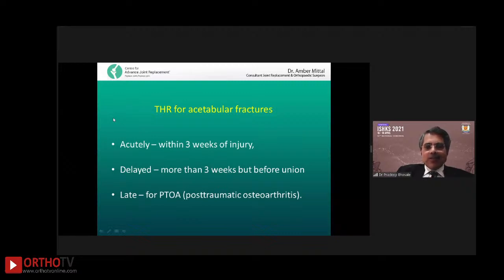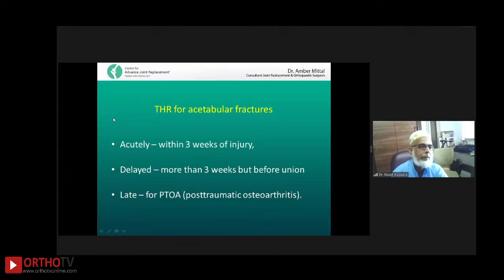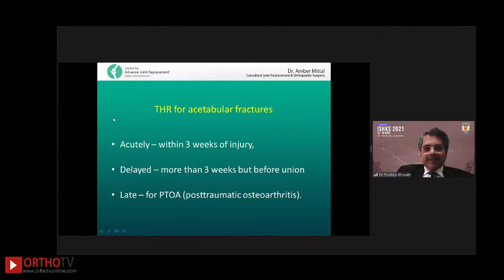But you have done a wonderful job with a fantastic result. And a 36 head is a very good option. Yeah, so I think larger head, larger movement. Excellent. It heals up very well if there's initial stability. Yes, sir.